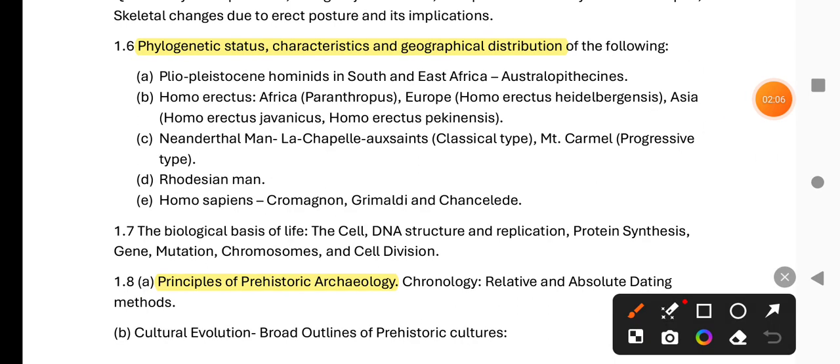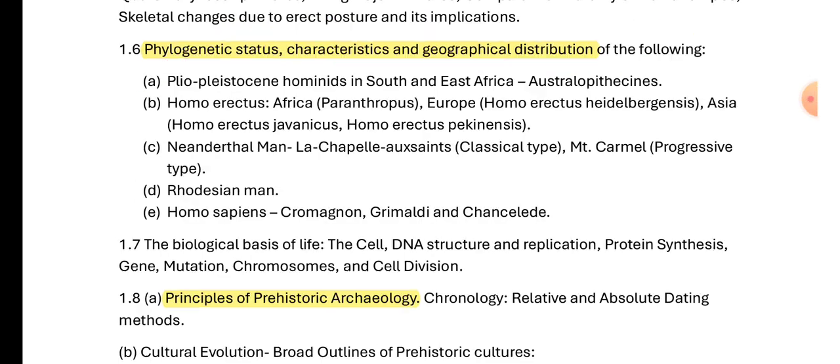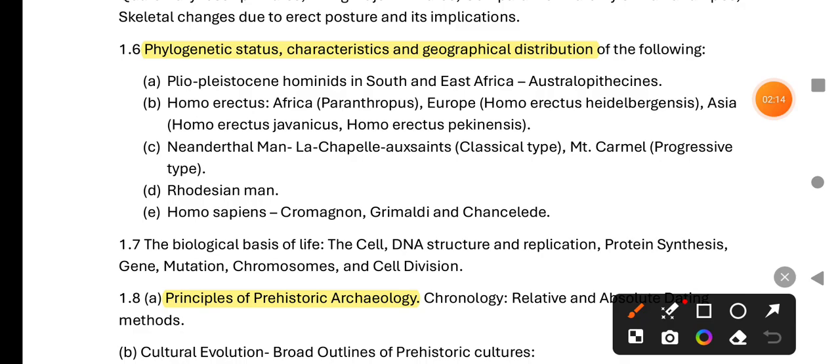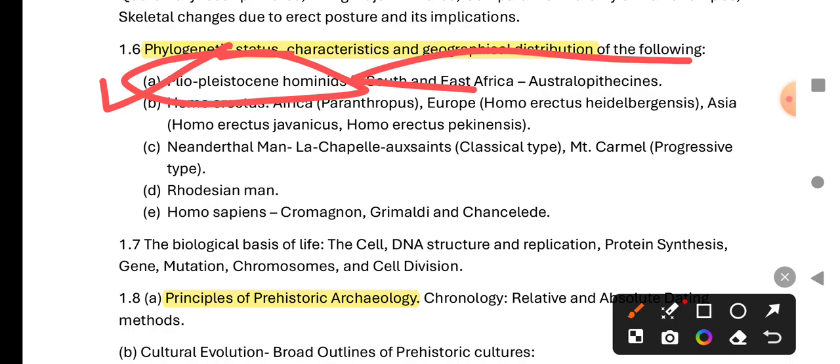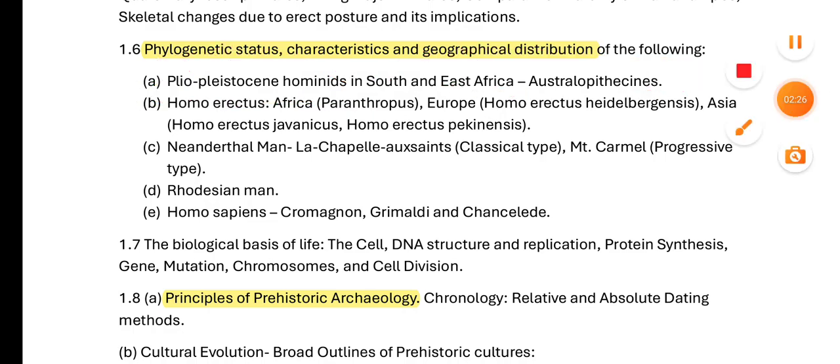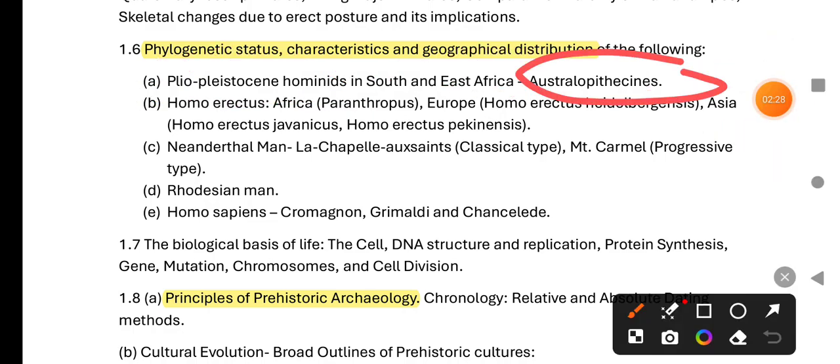And next we will move to the phylogenetic status, characteristics and geographical distribution of the following. That means we will study each and every topic thoroughly, like Pleistocene hominids in South and East Africa, Australopithecus. This you can see, that means hominin, Australopithecus.